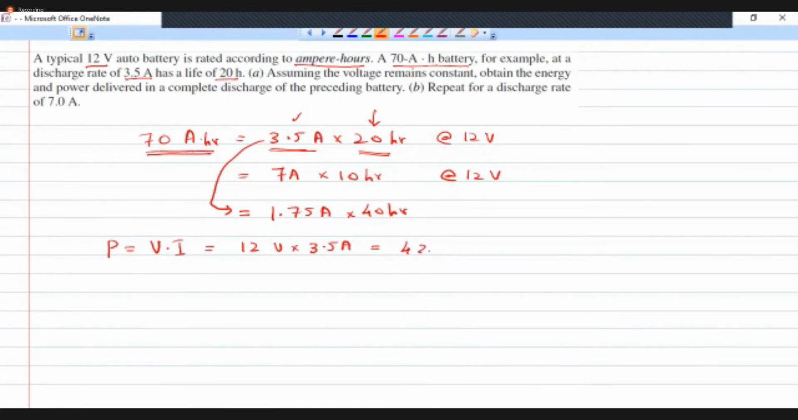So 12 into 3.5 is nothing but 42. The unit is watt, right? Or joules per second, another unit. Or you can write V into I, volt ampere also you can write. Okay.